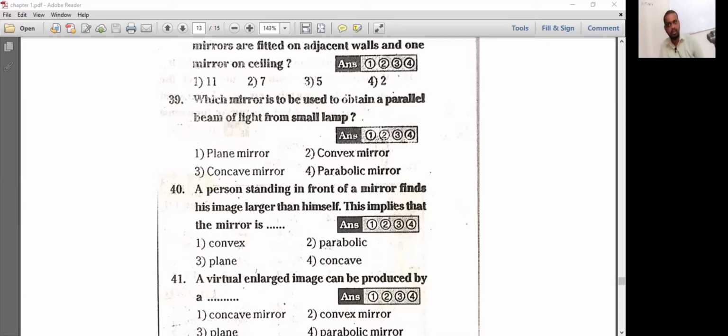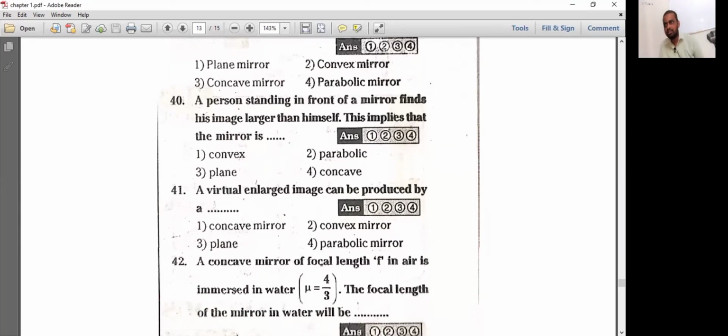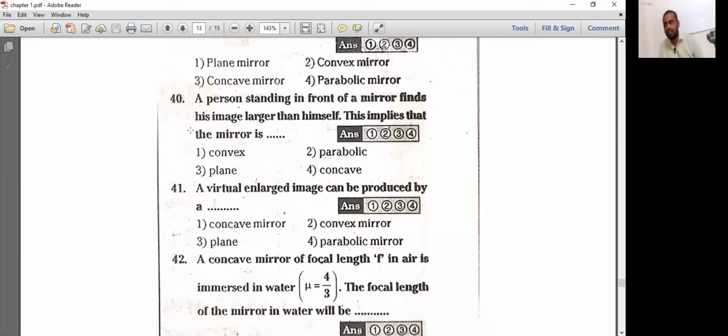Option 3 is correct. Question number 40. A person standing in front of a plane mirror finds his image larger than himself. This implies the mirror will definitely be a concave mirror only. Why? Because when you place the object between pole and focus, a virtual, erect, enlarged image is formed in the case of a concave mirror only. So option 4 is the correct option, concave mirror.